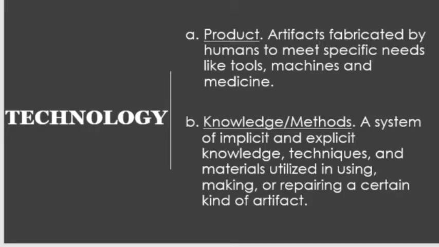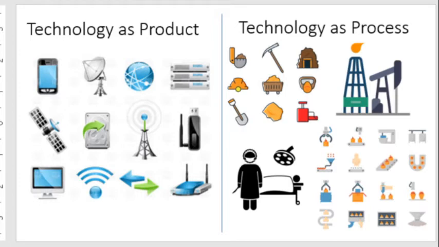Now, I will show you pictures of examples, technology as a product and technology as a process. This group of pictures here, the cell phone, satellite, the computer, the modem, we can say that these are technology as a product. But if we are going to refer to the process of what we call the internet, we can say that the internet is a process. So, technology as a process.